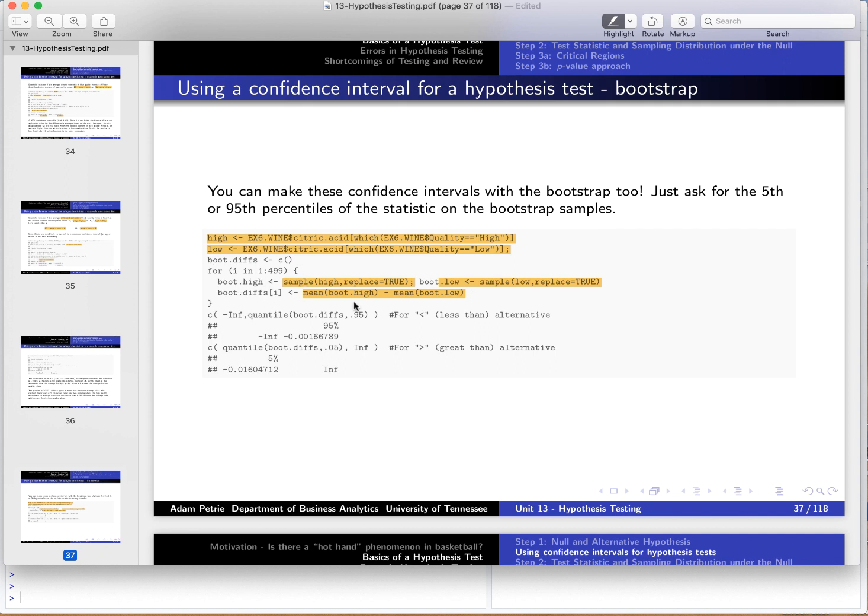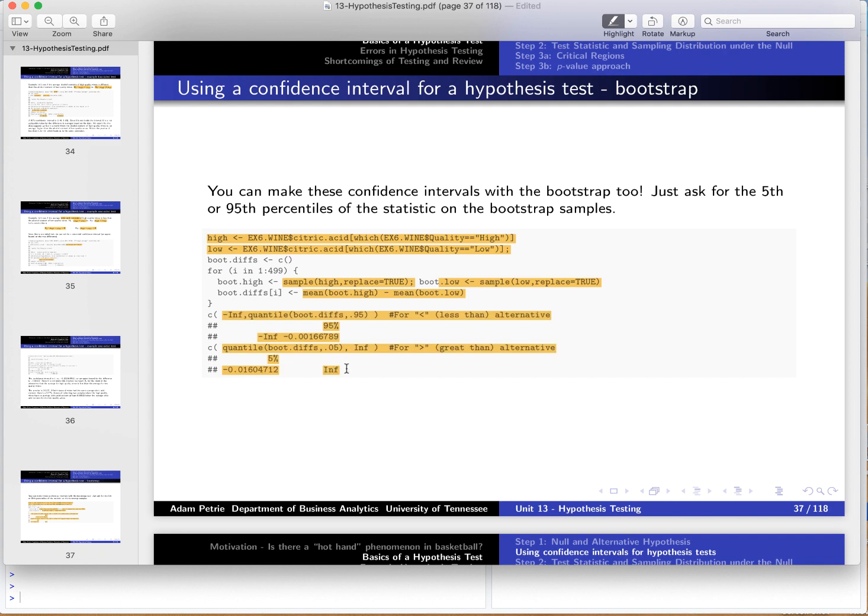So when we do this, if we have that less than alternative, we can ask for the 95th percentile of those bootstrap differences. Our 95% one-sided confidence interval in this case will go from minus infinity all the way up to the 95th percentile. And if we're using the bootstrap to run the hypothesis test, creating that one-sided confidence interval, and we have that greater than alternative, what we would do is go from the 5th percentile all the way up to infinity. That is our 95% confidence interval for the difference in averages here. And if we wanted a lower bound, we would go from that 5th percentile up to infinity.